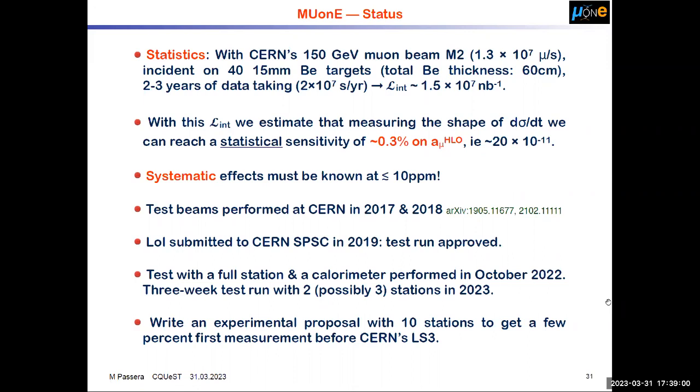So we had a test with a pull station and a calorimeter last October, and this year we'll have a 3-week test run with 2, possibly 3, stations, depending on the number of sensors that we are getting, because it's not so easy to get these sensors this year. If things go well, then the idea is to write an experimental proposal, a real proposal for the experiment. And of course, there is a problem that we have the long shutdown of CERN, which will be in a few years. So it would be great to get at least a part of the experiment approved before that time and do a part of that before the long shutdown.